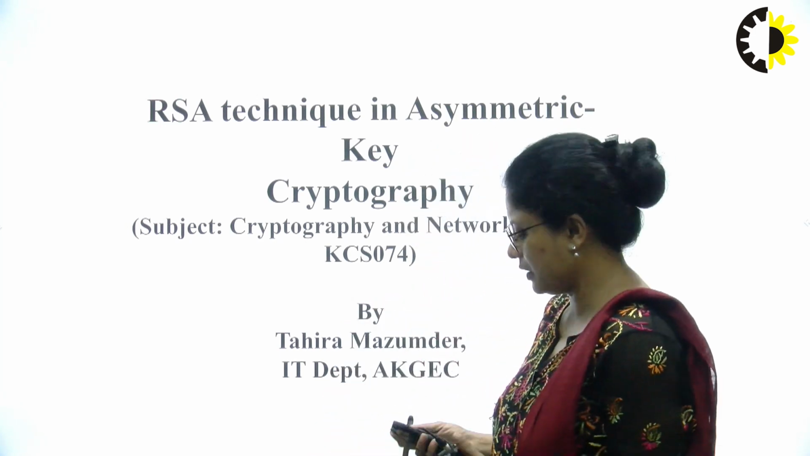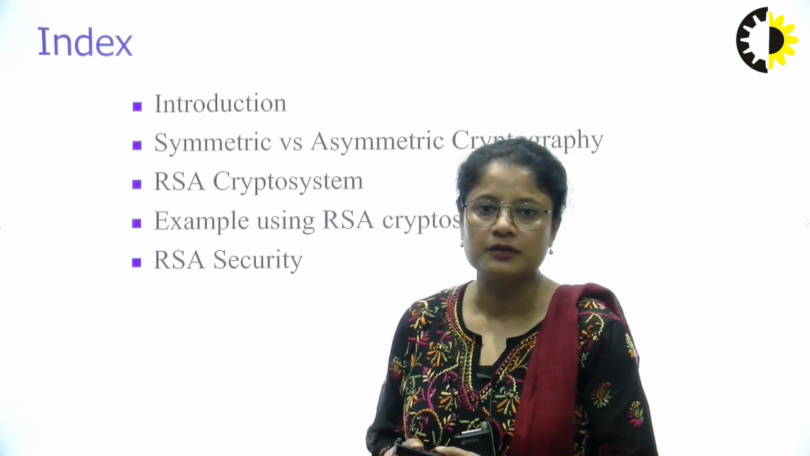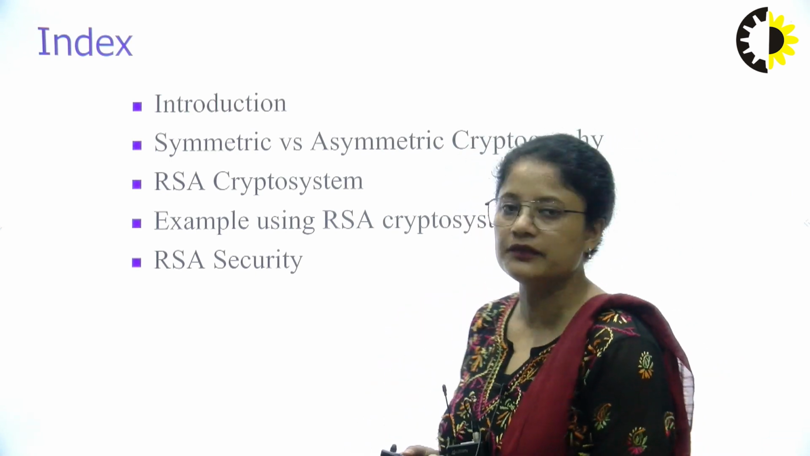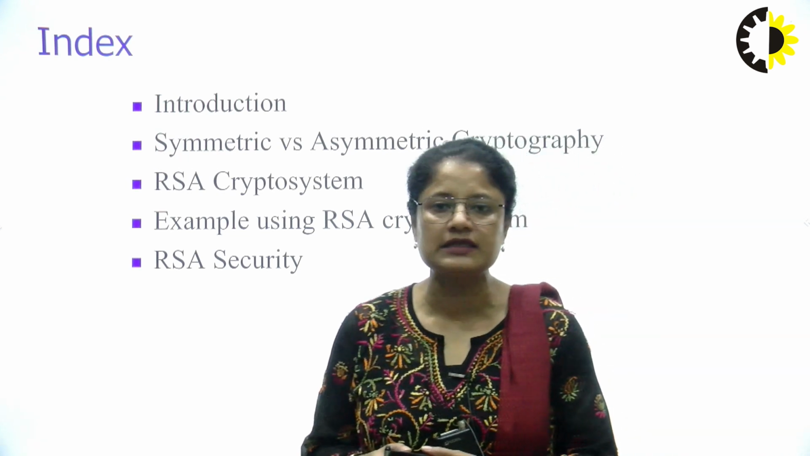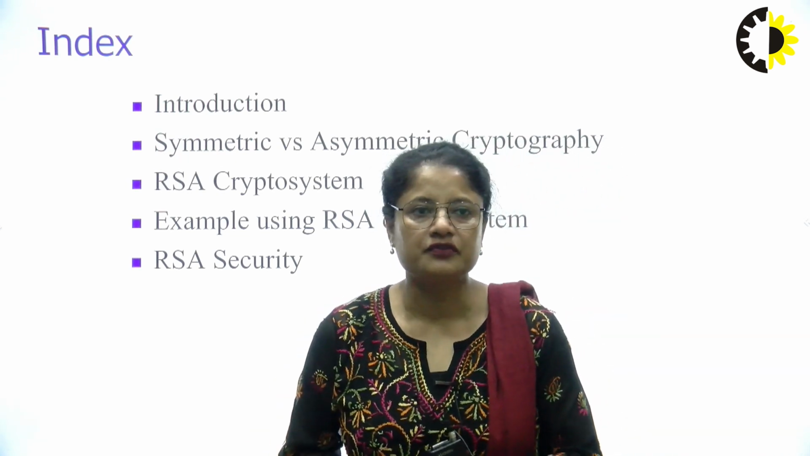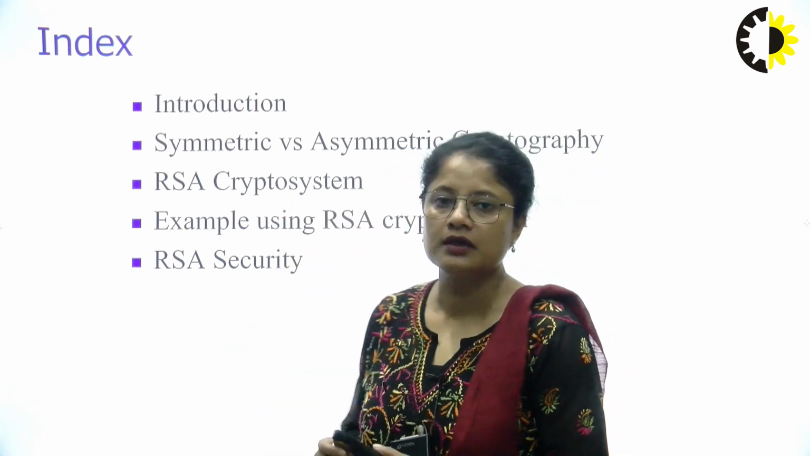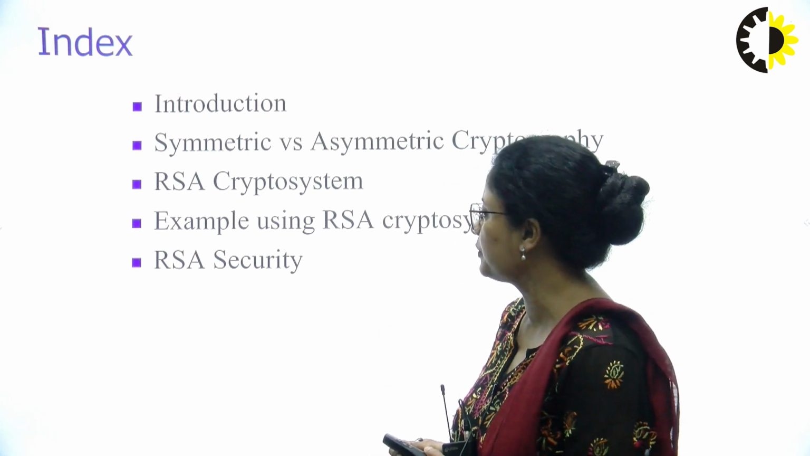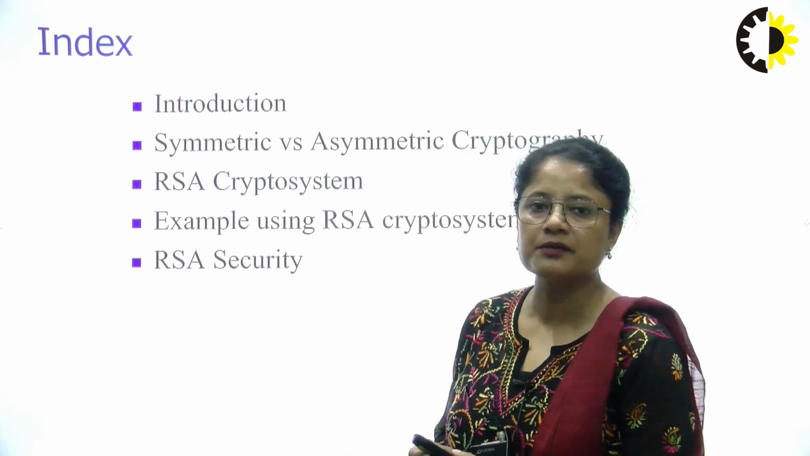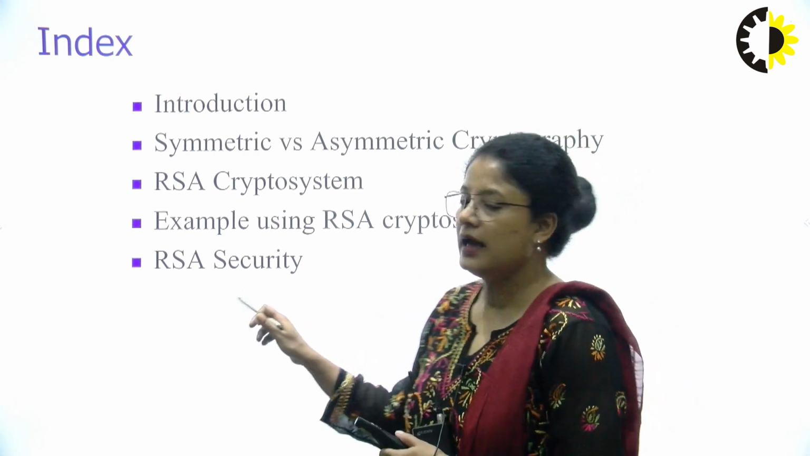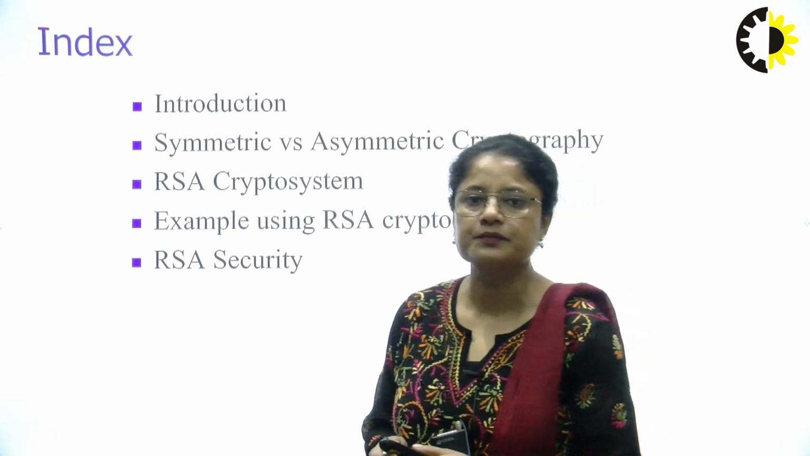Okay, to start with, this is just a brief outline on the topics on which I'll be talking about. First, I'll give a brief introduction about this asymmetric key cryptography, what exactly it is, how is it different from symmetric key cryptography, and how does RSA work, which is a type of asymmetric key cryptography. Then I'll be giving an example which works on RSA crypto system, and then I'll be talking about the security issues related to RSA crypto system.